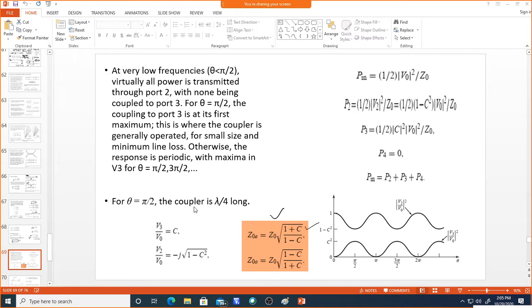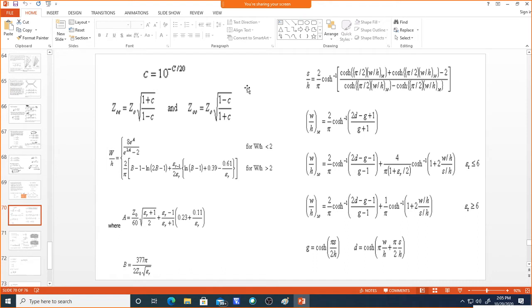Now if you go to the design equations, you can find out how to determine the length of the coupled line and also the even mode and odd mode impedances. First we have to decide the coupling factor. For example, if I want a 20 dB coupling factor, you need to find the absolute coupling factor. They will give it in dB, so you have to find the absolute value. Using this absolute value you can find the even and odd mode impedances.